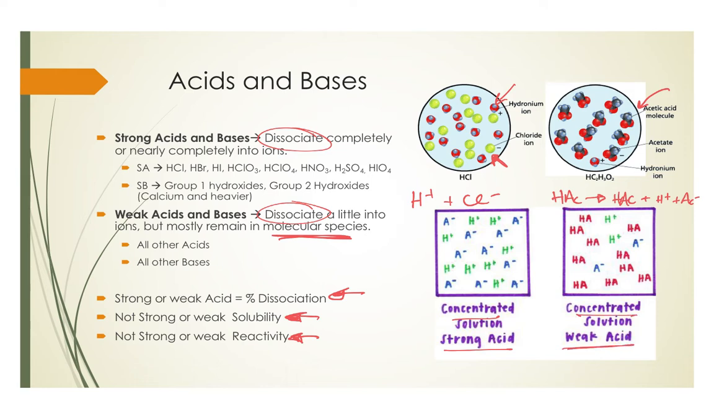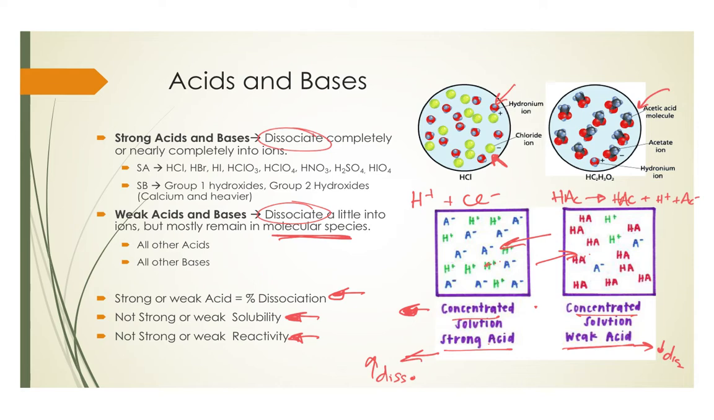What do those mean? Well, concentrated just means that we have a lot of the chemical in the solution, right? Strong acid means we have high dissociation. Weak acid means we have low dissociation. So both of these species up here have a lot of acid in them. These ones over here are more dissociated. Those ones over there are less dissociated. So they're both concentrated solutions, but one is strong and one is weak.